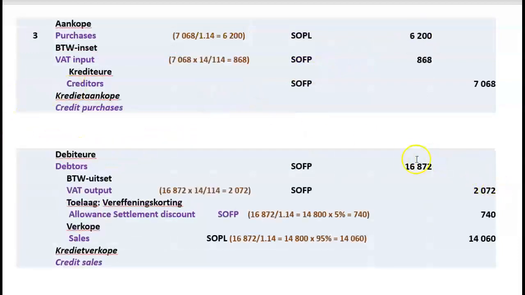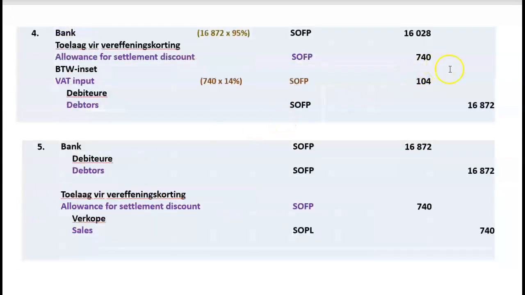But when we recorded the sales transaction, we debited 16,872 to the debtors account. So obviously we want to take that out of our books now. We're going to credit our debtors account 16,872. What is the difference between the 16,872 and the 16,028? The settlement discount granted to this guy, inclusive of VAT.